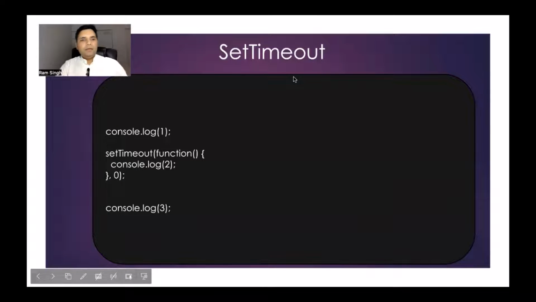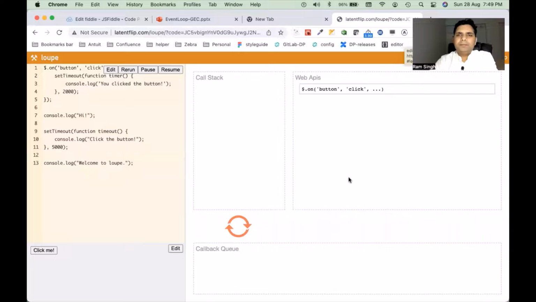So we need to understand some simple example about the setTimeout, how it works, and then I think we will have a better understanding about the web API, callback queue and Microtask queue, and how the event loop comes into the picture. We are going to understand better by this example.